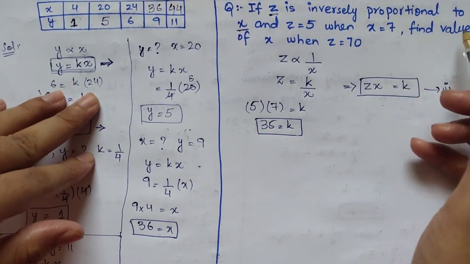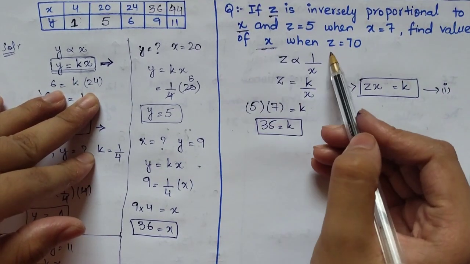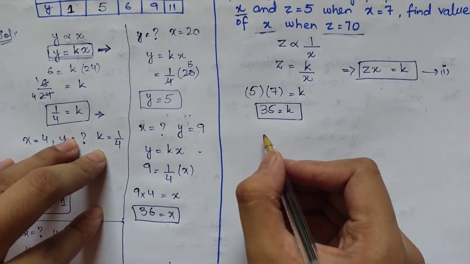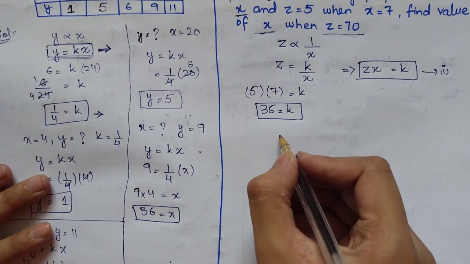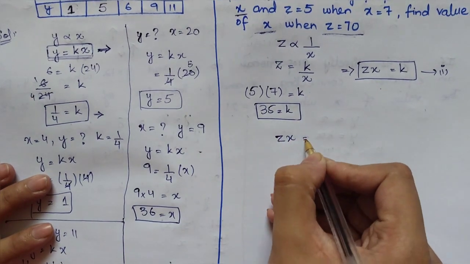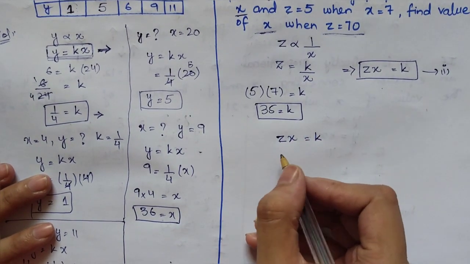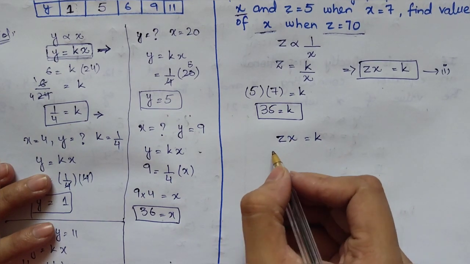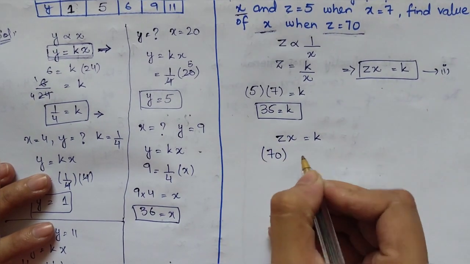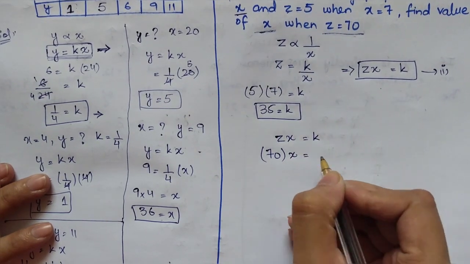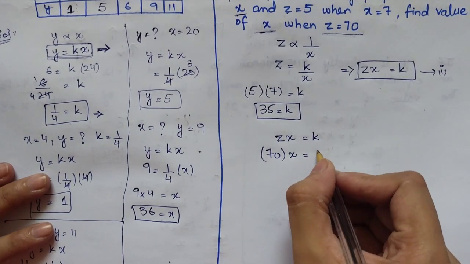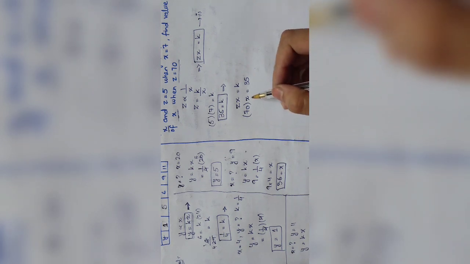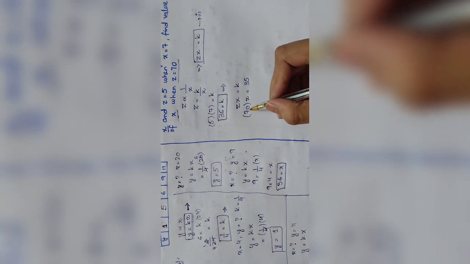Now you have to find the value of x when z is equal to 70. Again we have to use the equation z into x is equal to k. Here we have to find the value of x when we are given the value of z is 70. Put the value of z 70, x unknown remains same, is equal to k, value is 35. Okay, we have put the values here. We have to find the value of x.